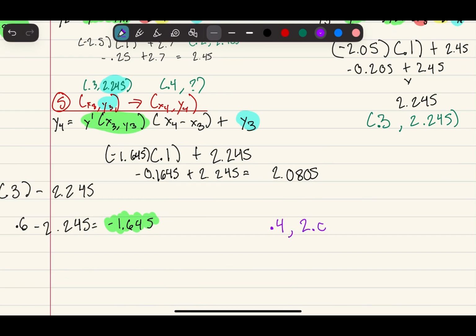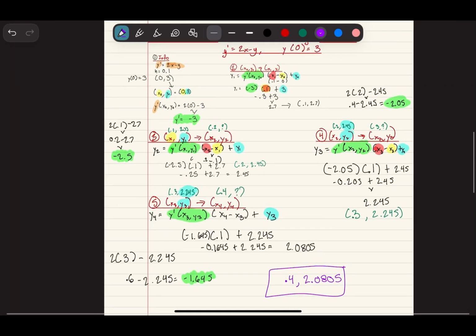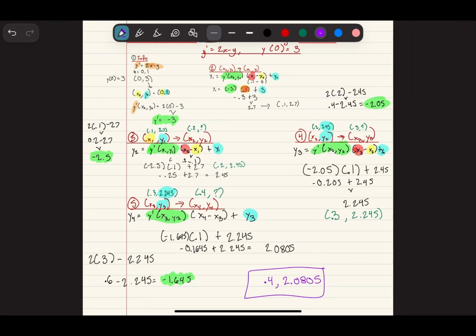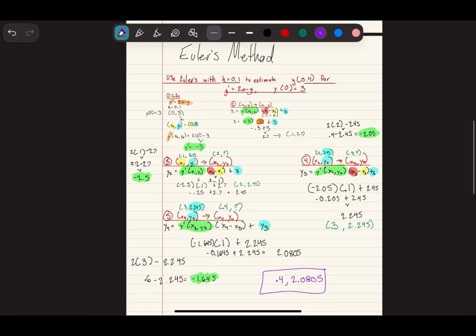And this was just a problem to figure out, but obviously depending on what the word equation was, we would have to figure out what the x and y represent. And yeah, this is Euler's method, and I hope you enjoyed.